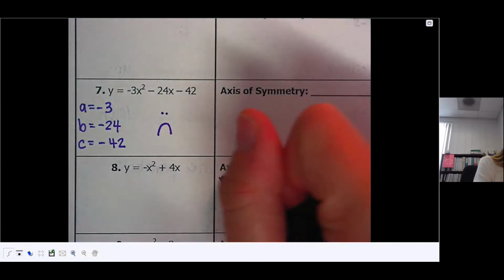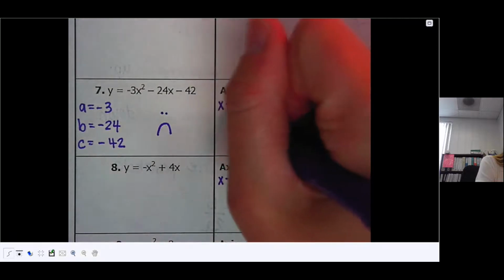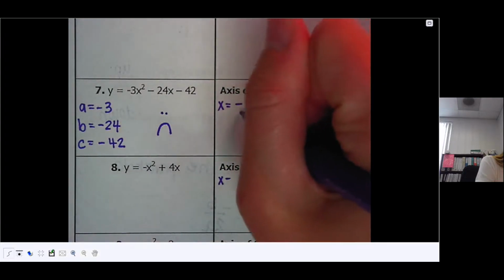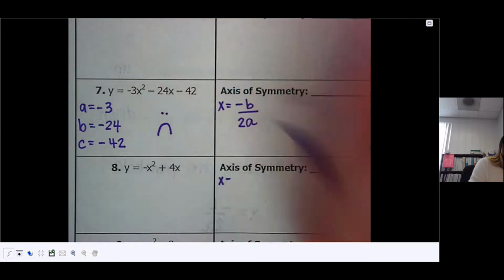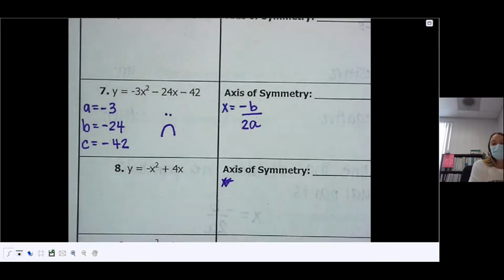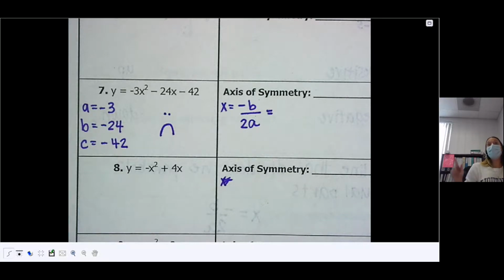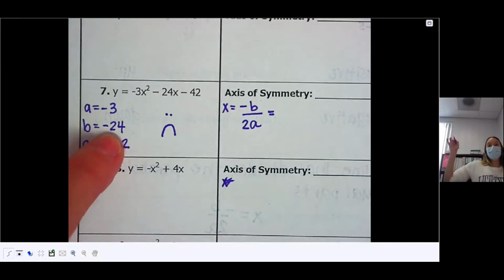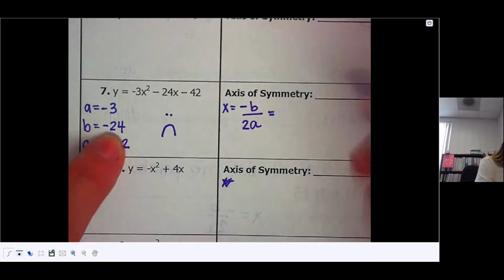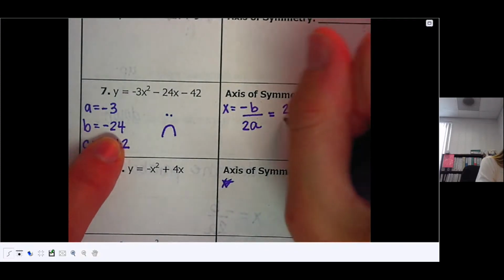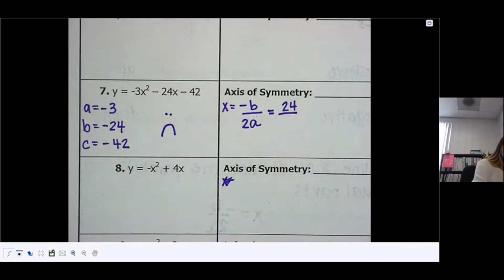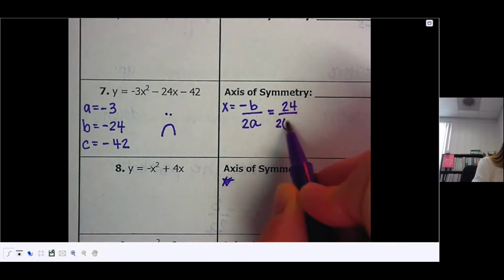Axis of symmetry is negative b divided by 2a. Sorry about that, I started writing down here. Negative b divided by 2a. What am I going to plug in for negative b? Negative 24, but it's already a negative, right? So a negative negative makes this a positive 24 over 2 times a. 2 times negative 3. Good.